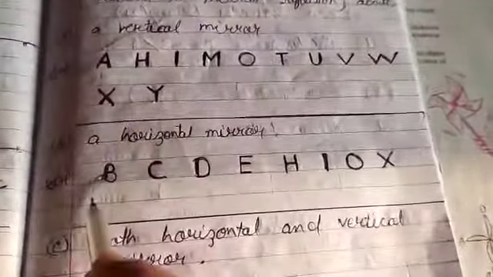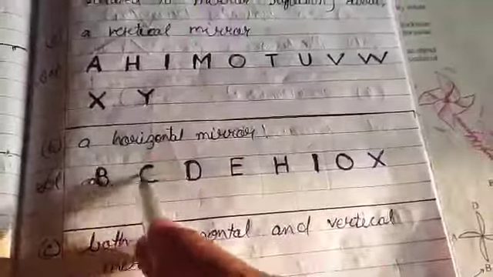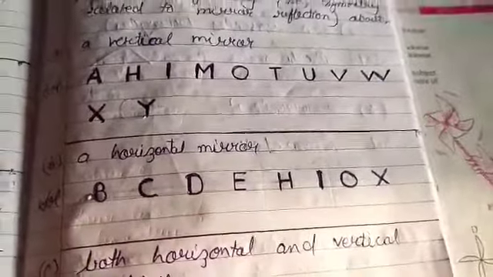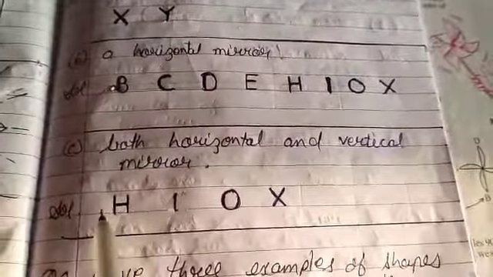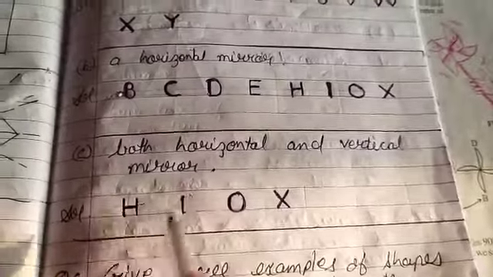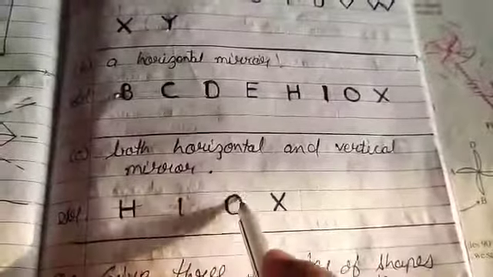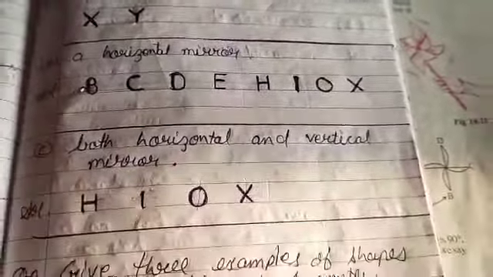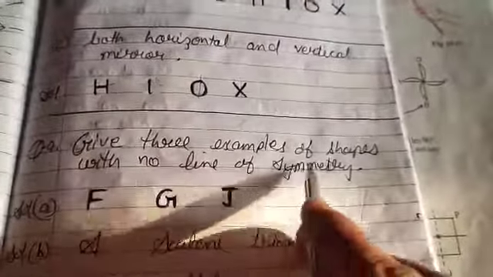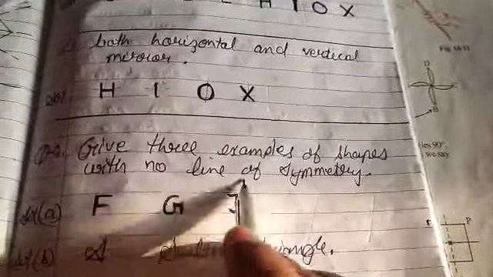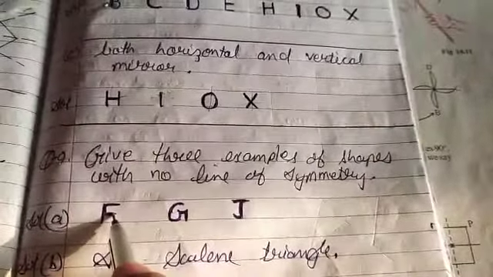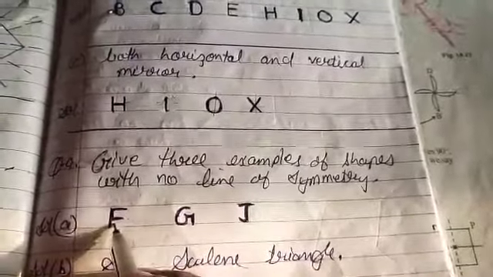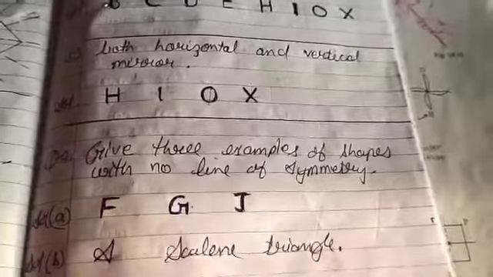Horizontal image: through B, C, D, E, H, I, O and X you will get a horizontal image. Both horizontal and vertical: H, see here and here, I through here and here, O also and X also, both lines of symmetry. Now give 3 examples of shapes with no line of symmetry. Through F you will not get any line of symmetry, vertical or horizontal, and the same for G and J.